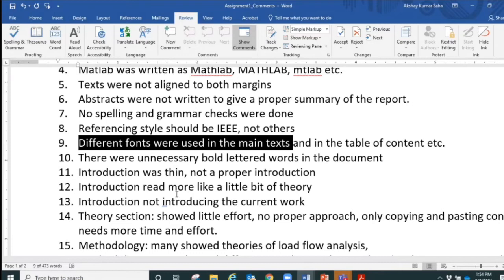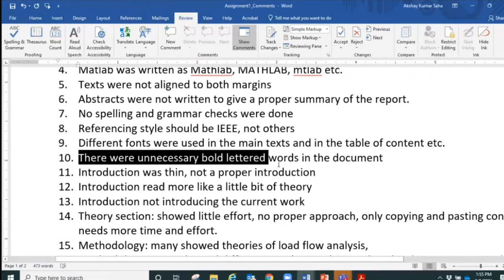And when we find different fonts in the main text, it means that some text was copied and pasted, and after that it was left like that, probably without even rephrasing or checking whether it has a different font, font size, or even font color. Sometimes when you copy from websites, they come with different colors as well. So we must make sure that we don't do such a thing.